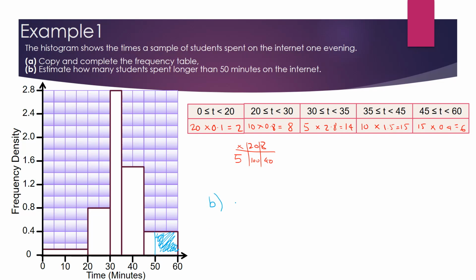Okay, so part B is just the same sort of thing, isn't it? It's just the frequency. So the width of the bar is 10. Okay, the height of the bar is 0.4. 10 times 0.4 is 4. So you could say roughly 4 students spent more than 50 minutes on the internet. Okay, so it's all to do with using that triangle, that formula triangle. So to find the frequency, you do frequency density times by class width.